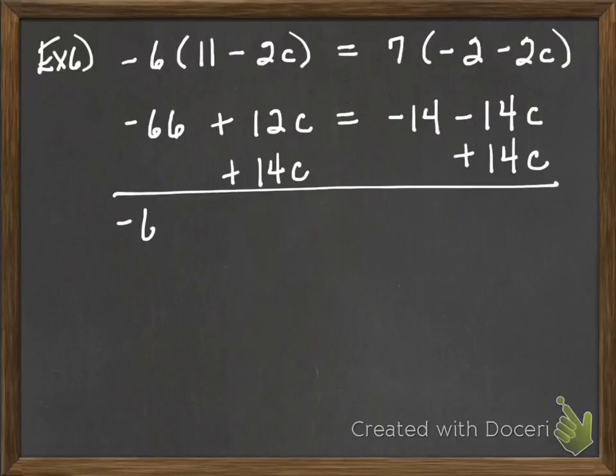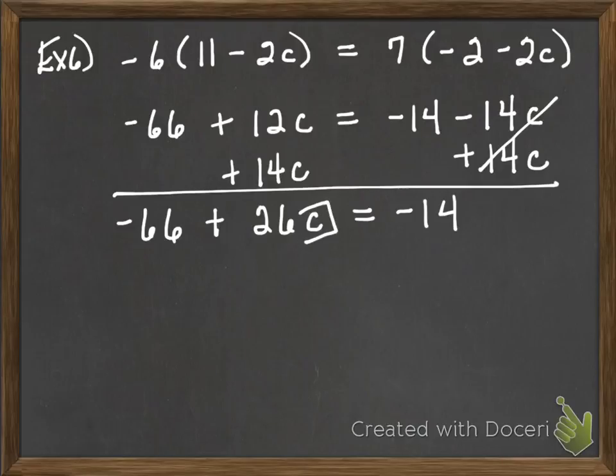On the left-hand side, we're now going to have negative 66 plus 26c is equal to negative 14. And then the two 14c's are going to cancel out. Okay, so what we did in that step is we brought the smaller c over to the left-hand side. Now look where your variable is, and then you're going to solve the equation. What would you do next to solve for c? You have 2 choices. Would you add 66 or divide by 26? And it does matter what you do first.